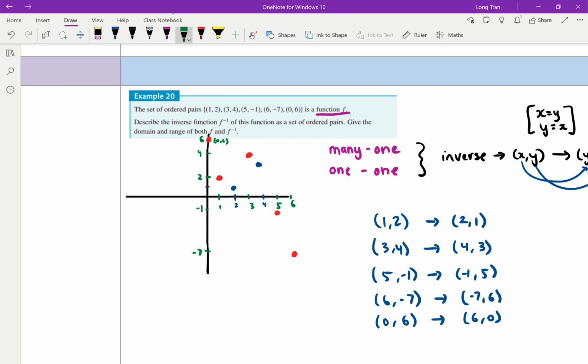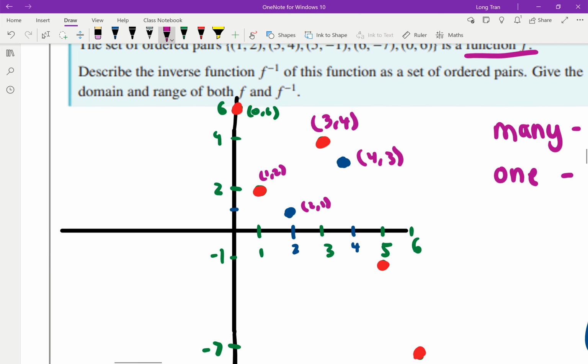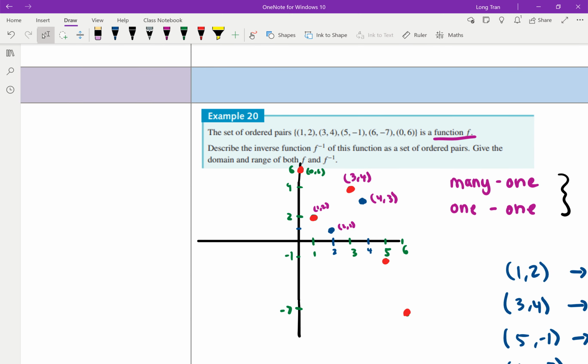So notice here, I'm going to use a different color. This is (3, 4), and when we swapped it, it becomes (4, 3). But can you see that there's a similarity here? This was (1, 2), and then it becomes (2, 1). Can you see they're actually quite mirroring in the sense that they're not too far away from each other, are they?